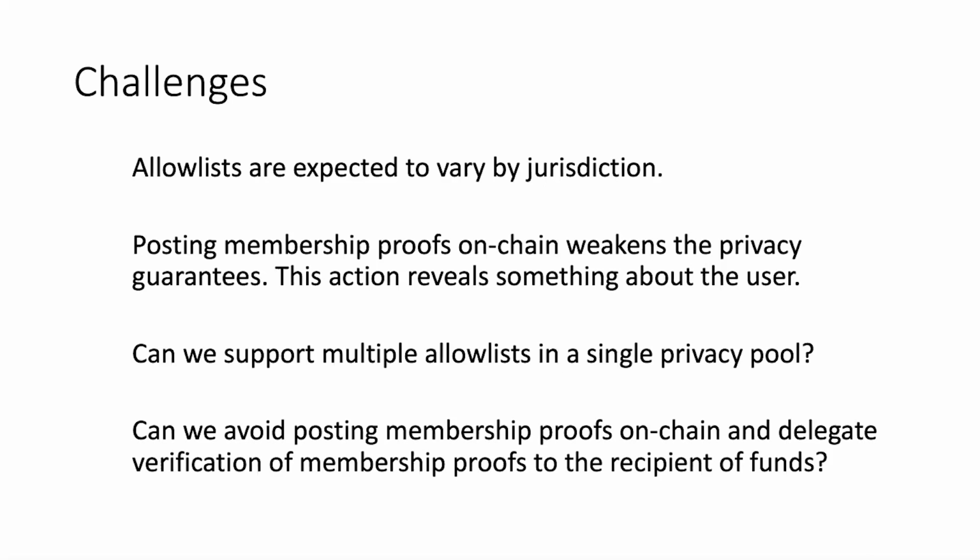And so the question that we're asking in this research project is, can we support multiple allow lists in a single privacy pool, and can we avoid posting memberships on chain? So can we delegate the verification of membership proofs just to the recipient of funds, and have membership on an allow list be a hidden attribute of a record that's passing through this privacy pool? And the answer is yes.